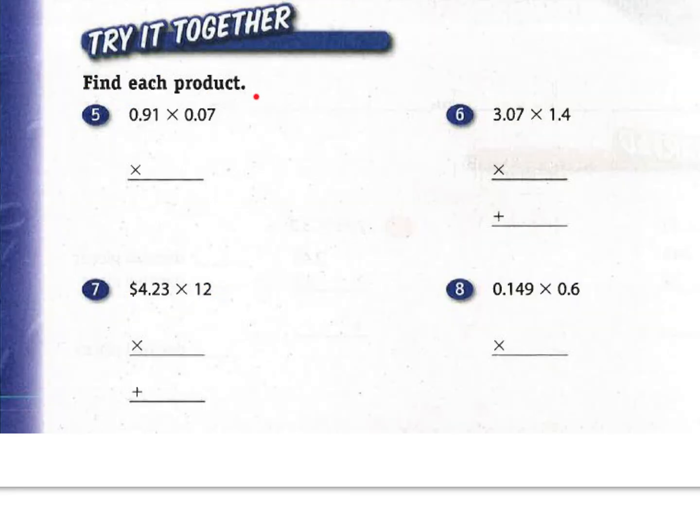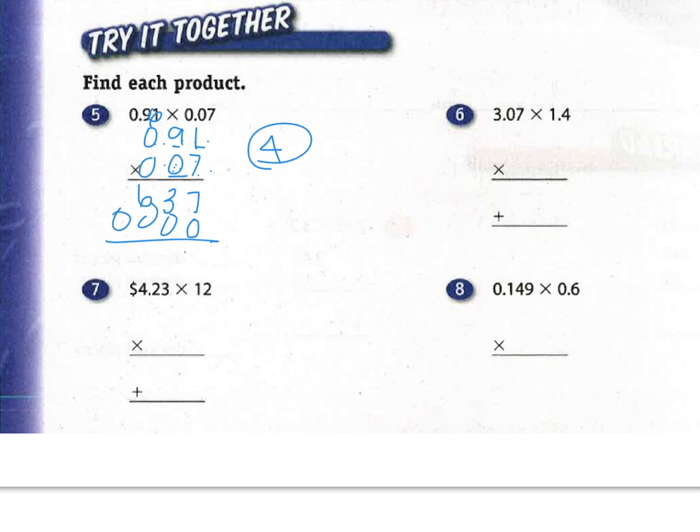All right, find each product. So here we have 0.91 times 0.07. All right, so I'm going to write over here we have 1, 2, 3, 4 decimal places that we need to do. So we're going to do 7 times 1 is 7. 7 times 9 is 63. We carry that 6, but 7 times 0 is 0, so then the 6 just comes down. Now we're going to have a 0 here because now we have all zeros again. So just 0 times 9 is 0, 0 times 0 is 0. Add those all up. We get 637.